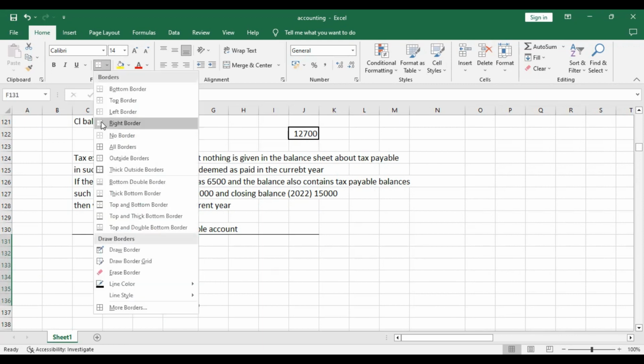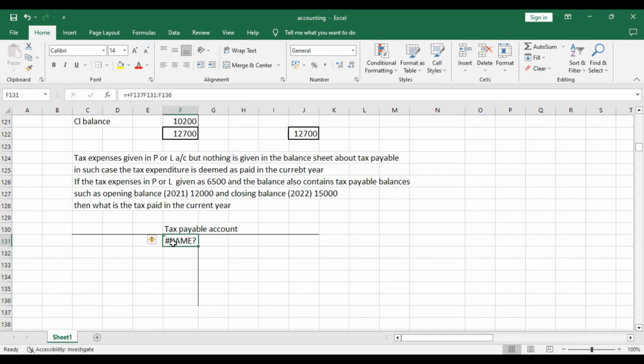Opening balance. How much is given to you? That is as of the last year. Closing balance. How much is given as closing balance? So opening balance is 12,000. Closing balance is 15,000.